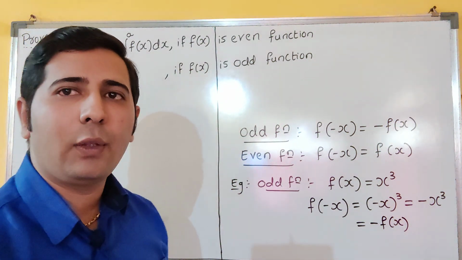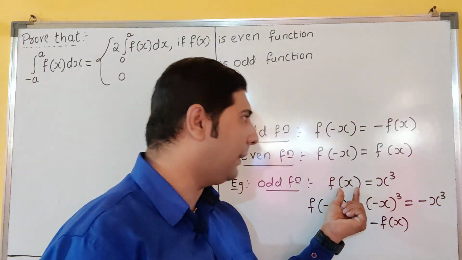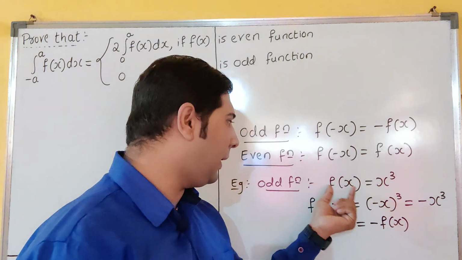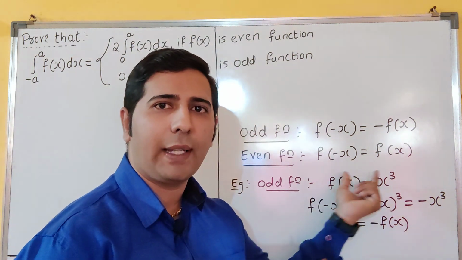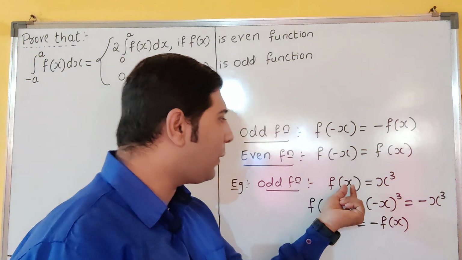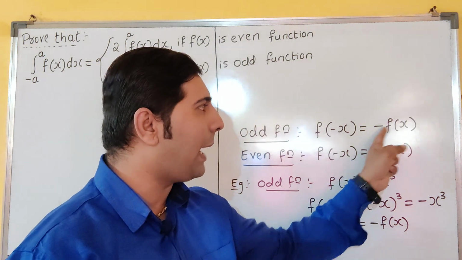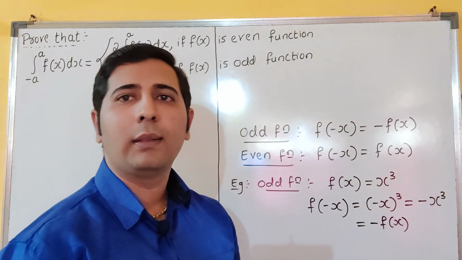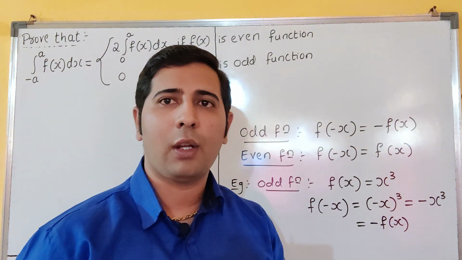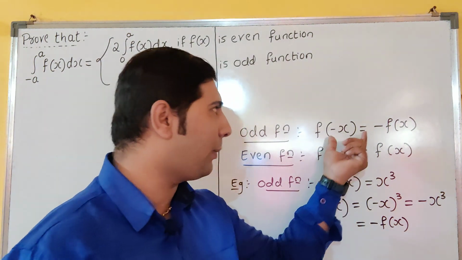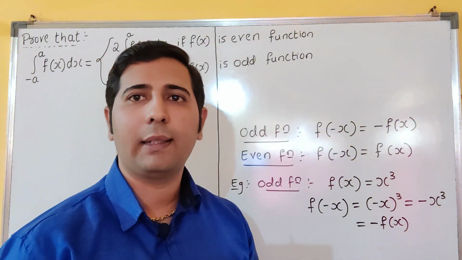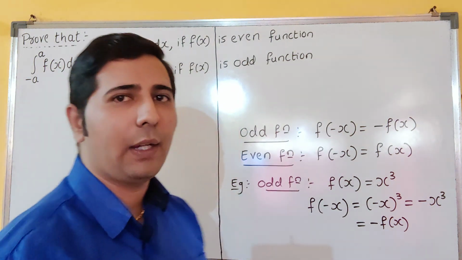So what they are saying: the given function is f of x equal to x cube. If you replace x by minus x and the answer comes as minus f of x, that function is said to be an odd function, you can say, dear students. I hope it is clear for you.